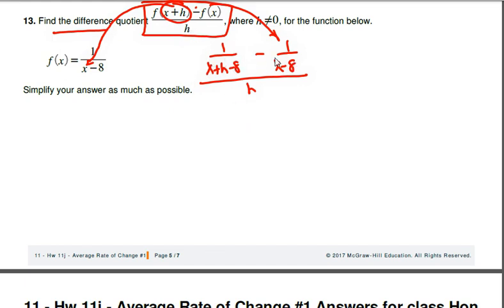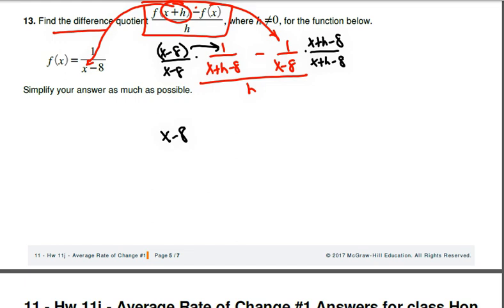So now, heavy algebra here. I've got two terms, and I need to find a common denominator. The simplest common denominator here is just going to be this term times this term. So I'll take my first term here and multiply it by x plus h minus 8 over x plus h minus 8. Or sorry, x minus 8 over x minus 8 for the other term.